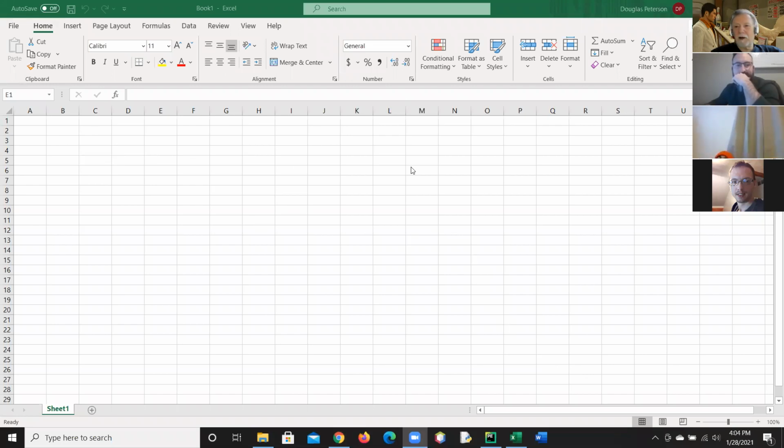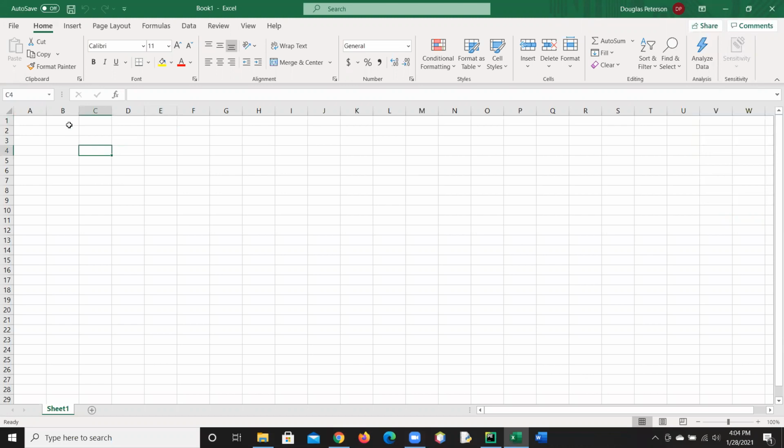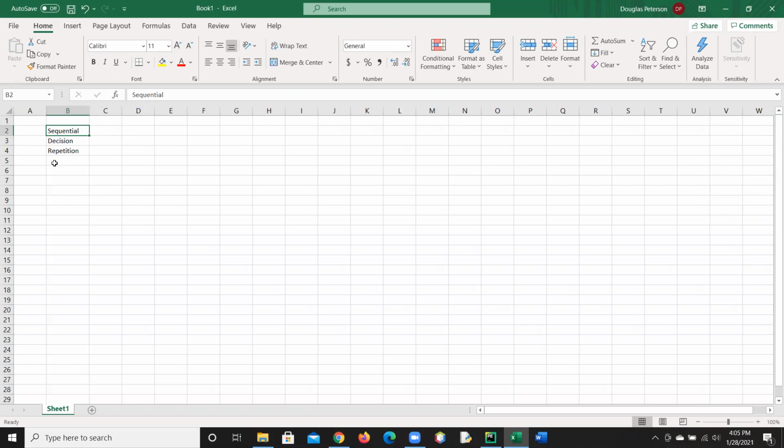Let me minimize me over here. All right. So basically, right now we're doing procedural programming. There are 3 things that we can do. The first one is sequential. The second one is decision. And the third one is repetition. Those are the 3 basic things that we do in procedural programming. These are what we need to learn before we can do other stuff later on.